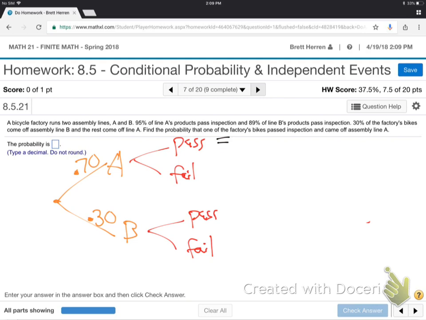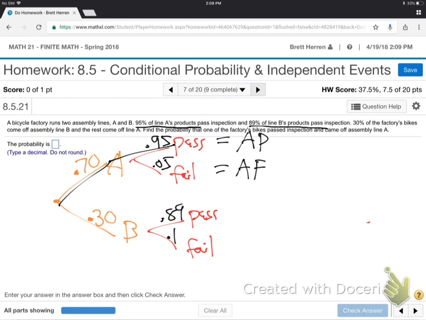So with that in mind, let's summarize some results here. This is off A and passed. This is off A and failed. I'm just taking the branch. What are the percentages here? 95% of A's pass, so this is 5%. 5% of A's fail. 89% of B's pass, so this must be 11%. Good there. So now I'll do the branching. You can go A and pass. You can go A and fail. You can be a bike made off B that passes, or a bike from B that fails.